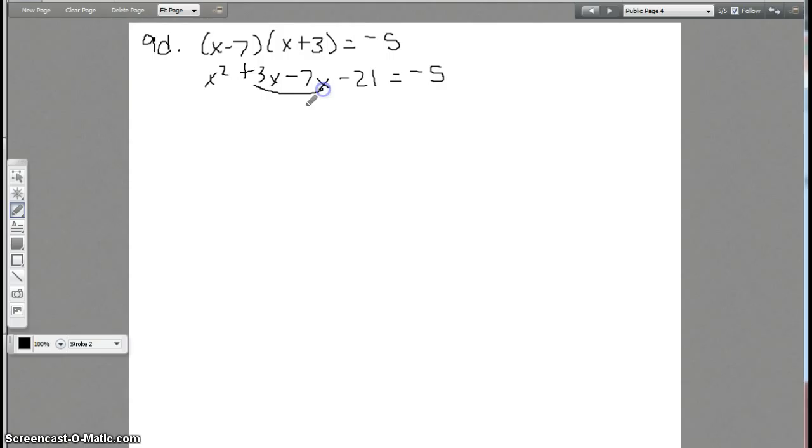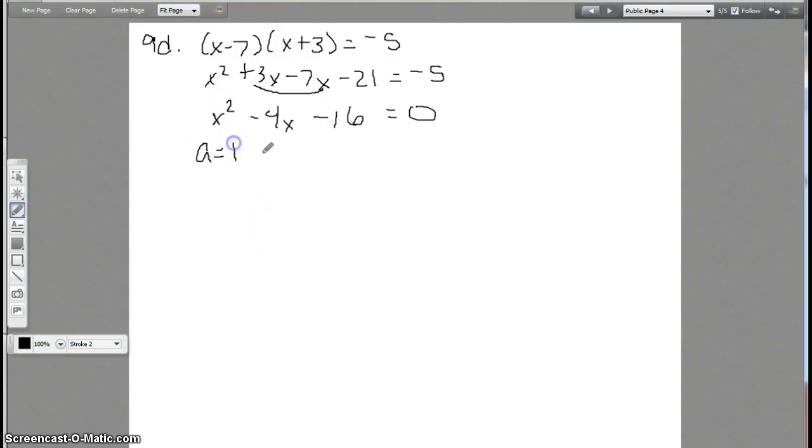So I'm going to go ahead and combine these two terms. x squared minus 4x, because 3x minus 7x is negative 4x. I'm going to add 5 to both sides. Negative 21 plus 5 is going to be a negative 16, and that equals 0. And now we need to write down our A, B, and C.